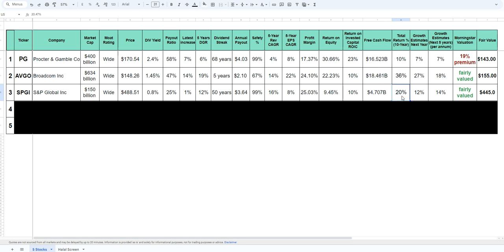Okay, right, 20% in terms of total return in the last 10 years, 12% in growth estimate next year, then 14%. Fairly valued right now, $445 per share is where they think the price should be, slightly higher than that.